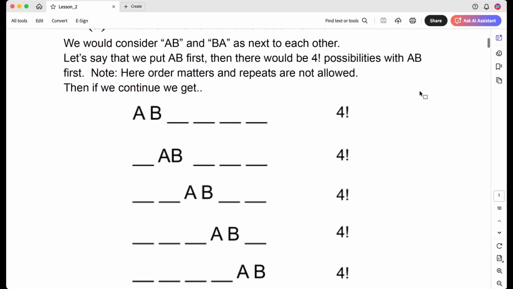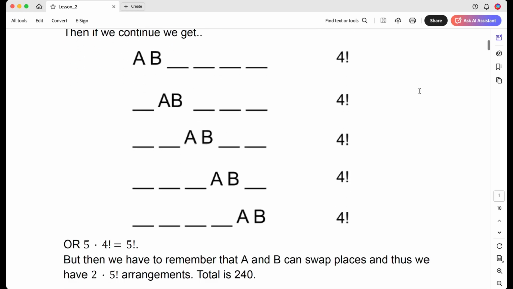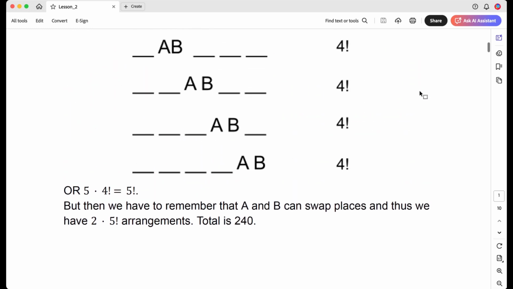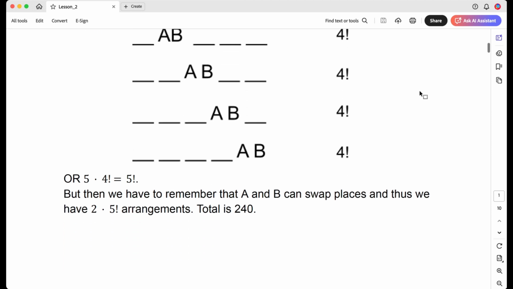But there is a faster way to do this. My apologies here. That is basically the fastest way. There's going to be a shortcut in an upcoming problem, but the fastest way to do this problem is to use the fact that we're basically combining AB into a single letter, leaving us with 5 letters for 5 factorial. We double because we can use AB or BA. So it's 2 times 5 factorial, which is 240.